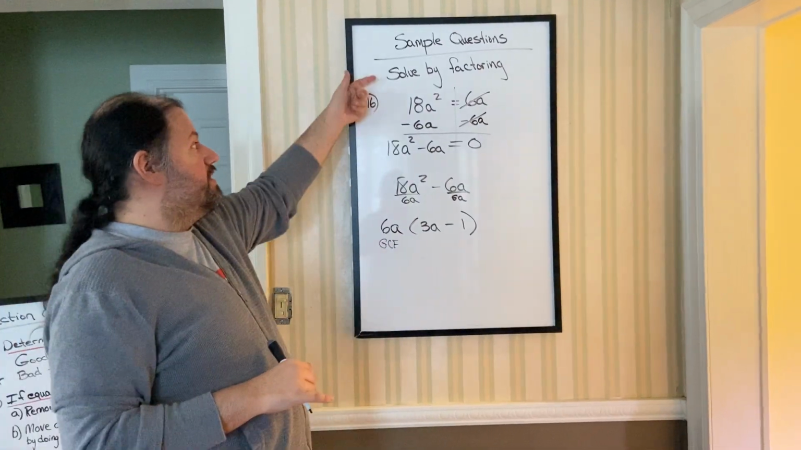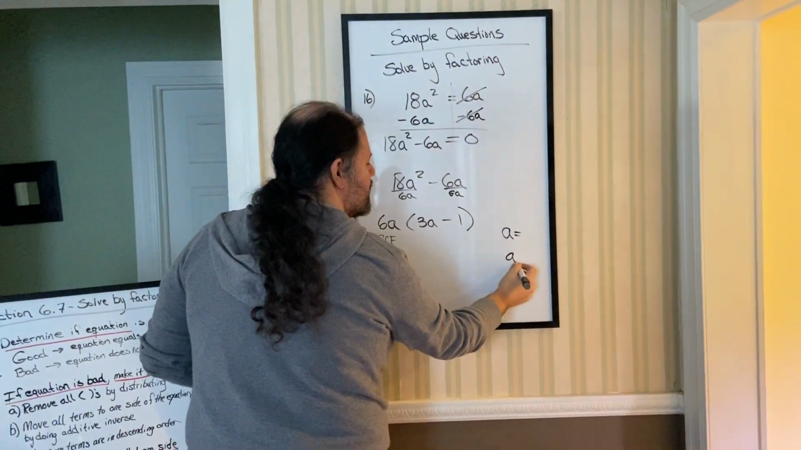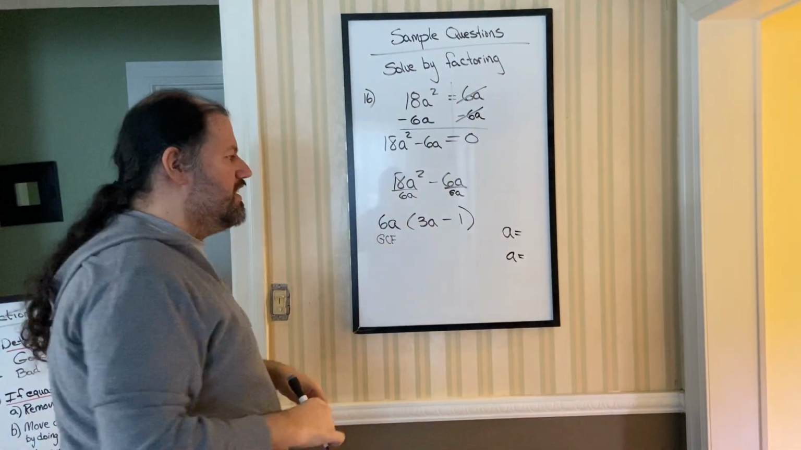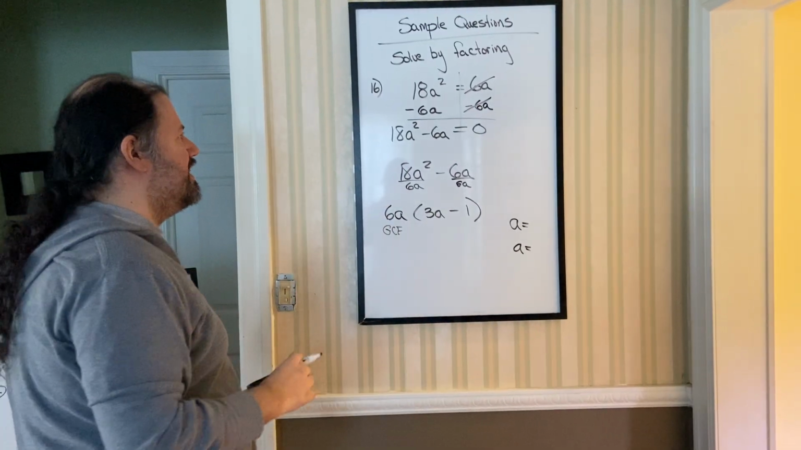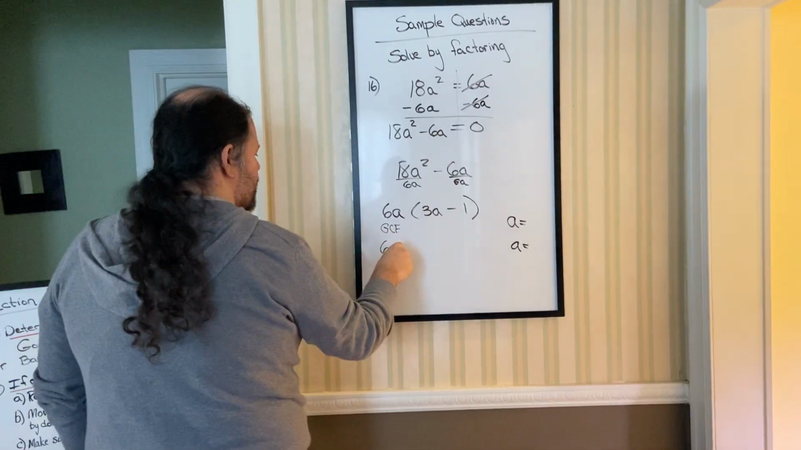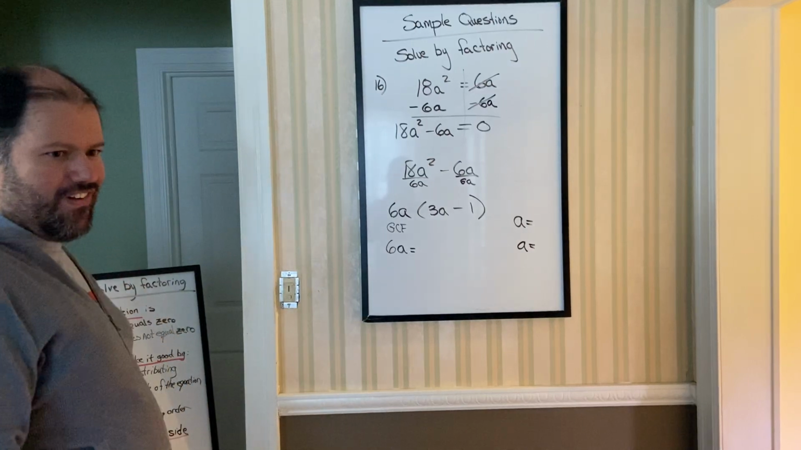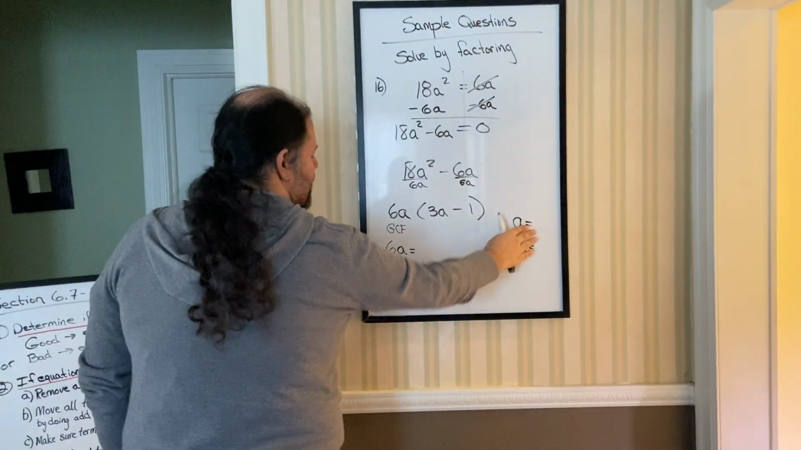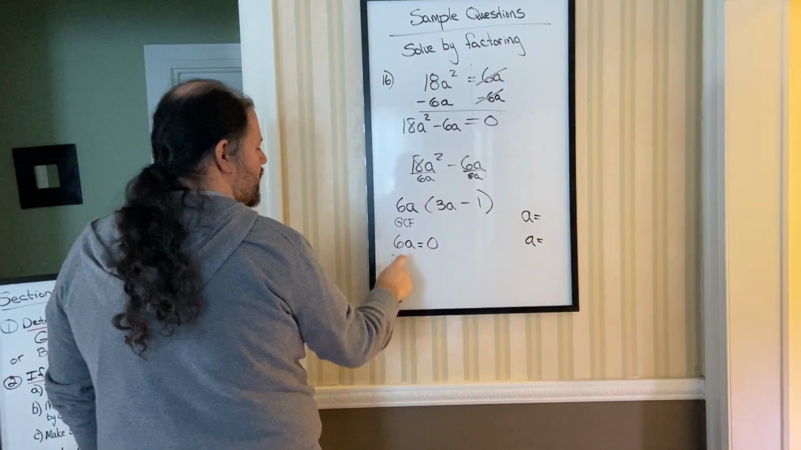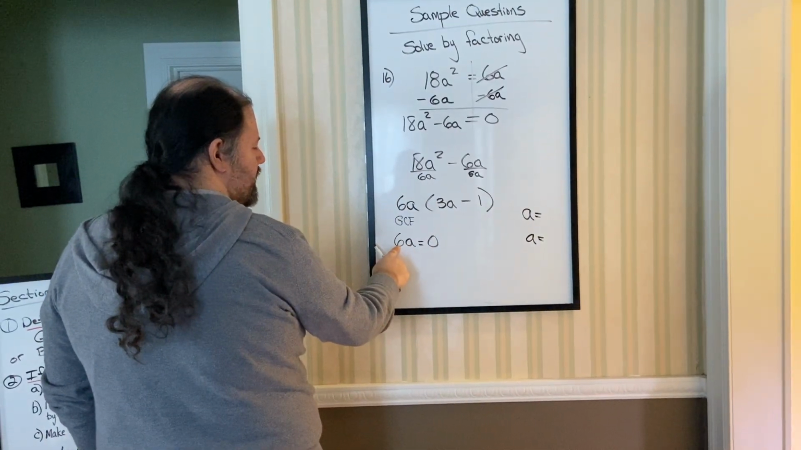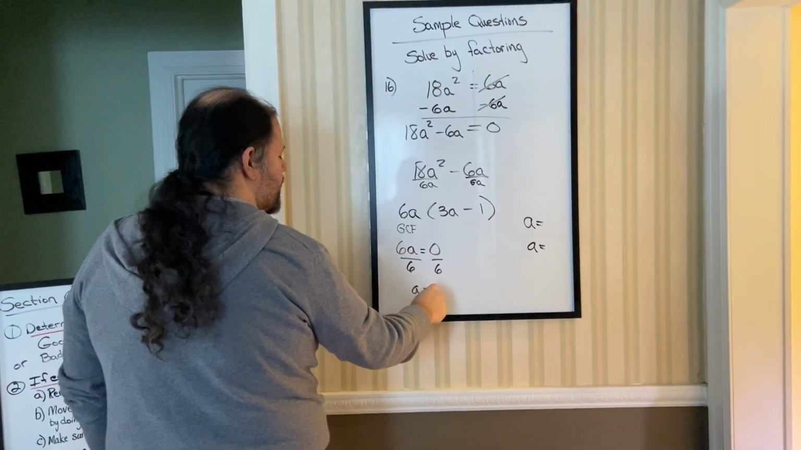Now, because it says solve, remember our answer has to be a equals, not 6a. So we've got to take each of the GCFs and each of the parentheses and set them equal to 0. So do not leave your final answer like this. They're going to mark it wrong. They want your answer to be a equals. So the only way to do that is take the GCF, set it equal to 0. Then solve for a. Since this is a coefficient, divide each side by 6. And you get a equals 0.